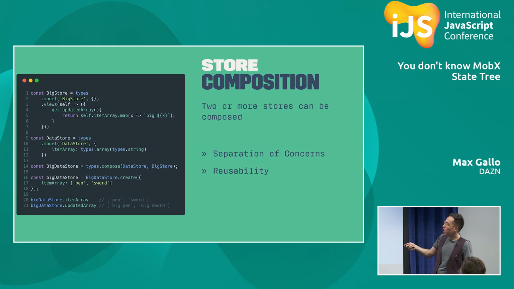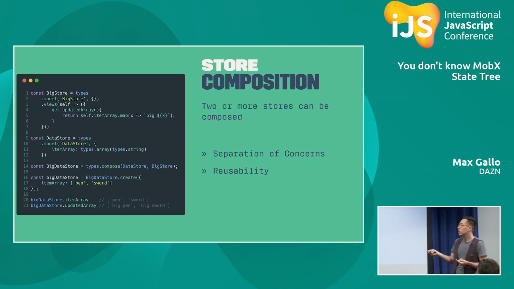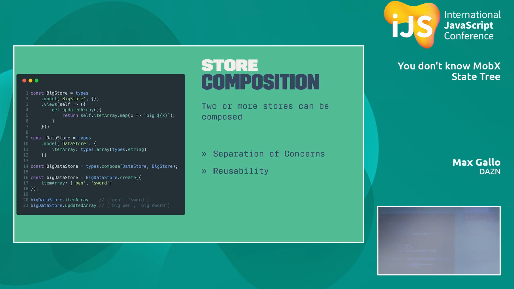As you may notice, itemArray is not defined here, so I can't really use that thing alone. Instead, the data store has only one property, which is, surprise, surprise, itemArray, which is an array of strings.